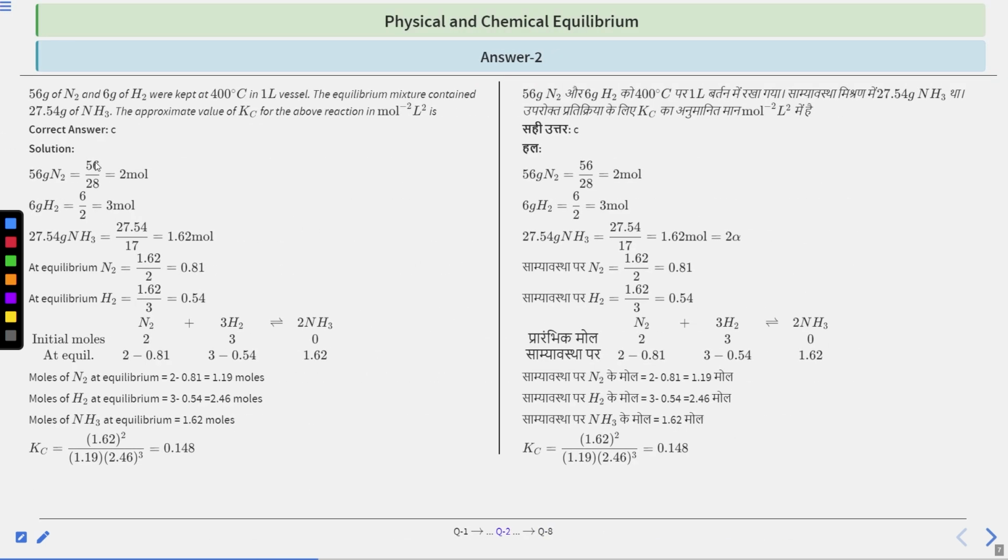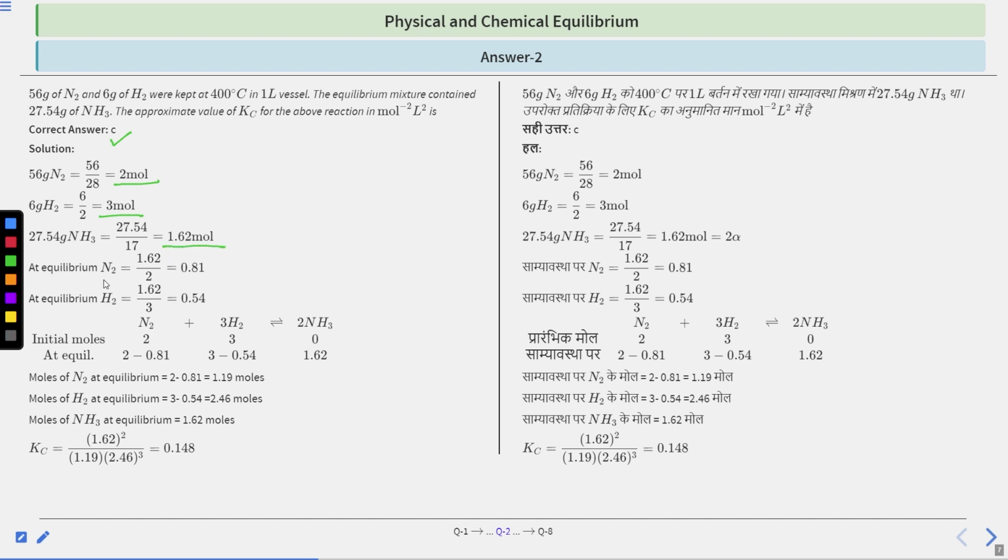Okay, so the correct answer is option C. We have been given 56 gram of N2. We can find the moles: 56 divided by 28, the molecular mass of nitrogen, which comes out as 2 moles of nitrogen. Similarly, for 6 gram of H2, the moles of H2 will be 3 moles, and 27.54 gram NH3 will be 1.62 moles of NH3.